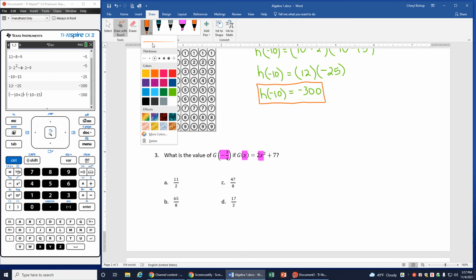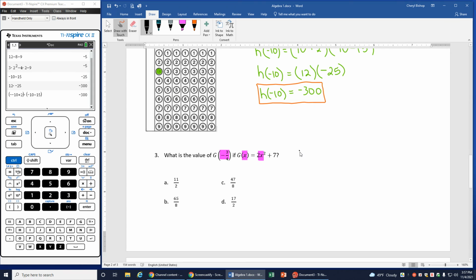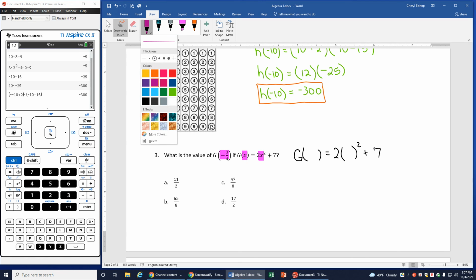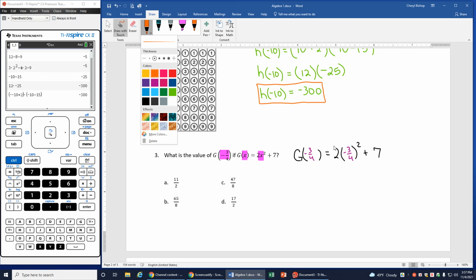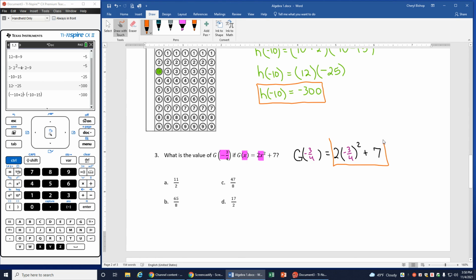Okay, so when I look at my equation, g of x equals 2x squared plus 7. And then I'm going to fill in to those x spots the negative 3/4. Negative 3/4, negative 3/4. And then we can say, all right, I just need to take this and put this in my calculator, just like how I see it.